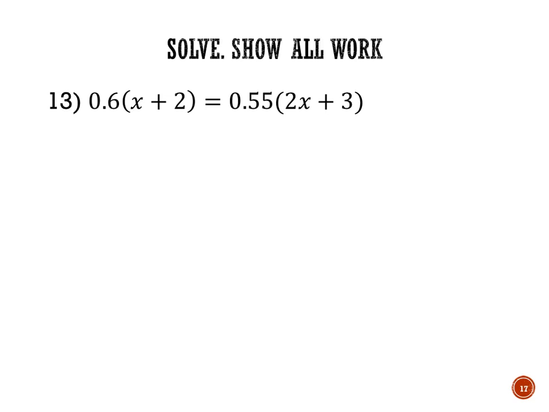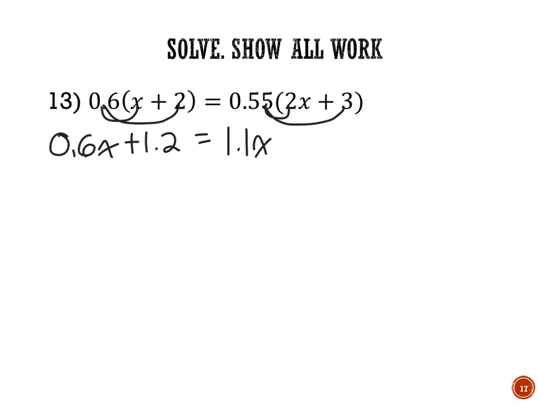Number 13. 0.6 times x plus 2 equals 0.55 times 2x plus 3. Okay, I'm going to distribute. So 0.6 times x gives me 0.6x. 0.6 times 2 is 1.2. 0.55 times 2x, so 0.55 times 2 equals 1.1x. And then 0.55 times 3 is positive 1.65.